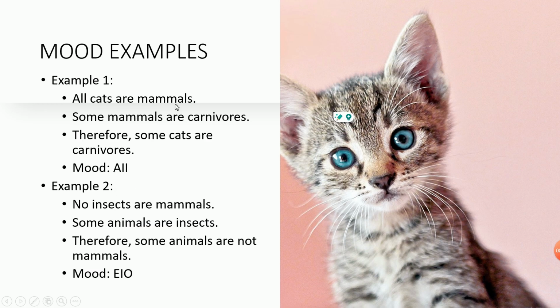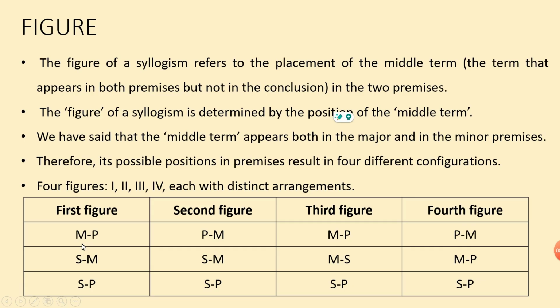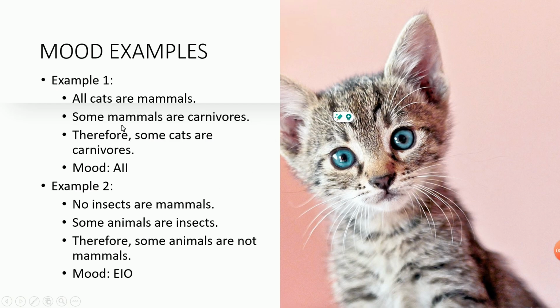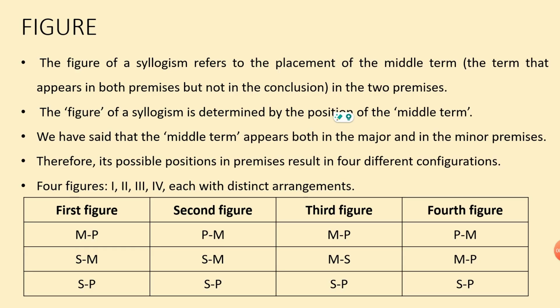But see the placement here. Here mammals, that middle term, comes at the end, whereas here it comes at the first place. So that is what they have given here. The placement of the middle term is calculated, and based on that, it falls under one of these categories. So now you have found out the mood. Now we can see about the figure.